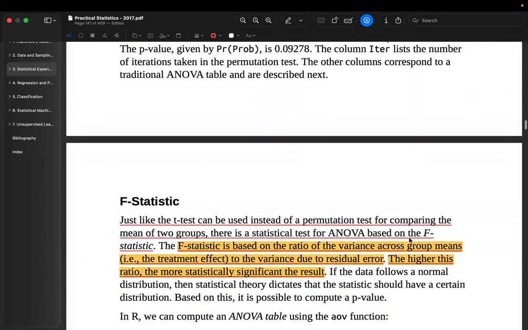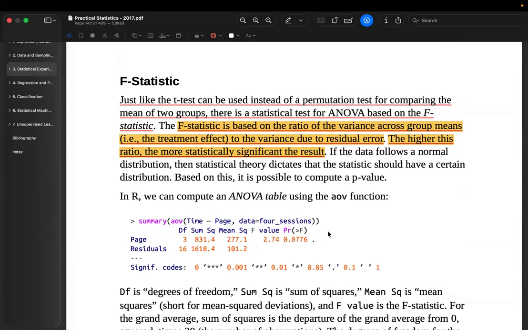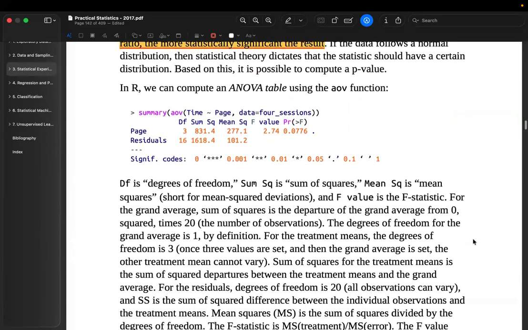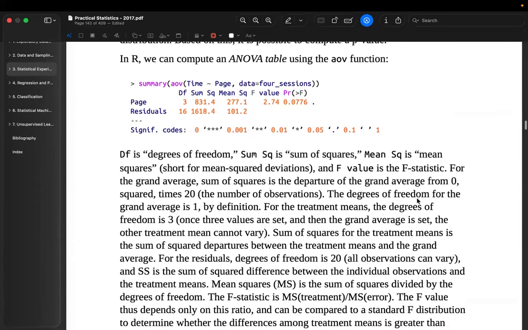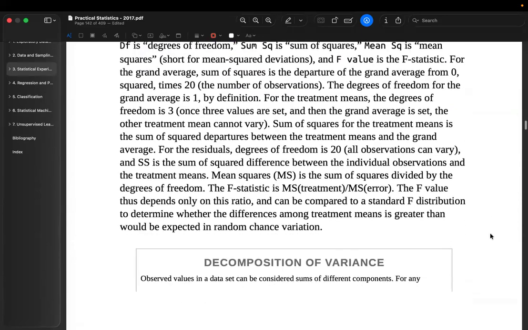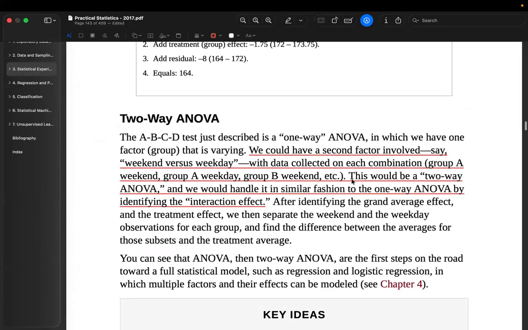The F statistic we've already looked at. The F statistic equals the F value, and this is the F value. The degrees of freedom is 3. The decomposition of variance we have already talked about, with two-way ANOVA, which we'll see in a moment.